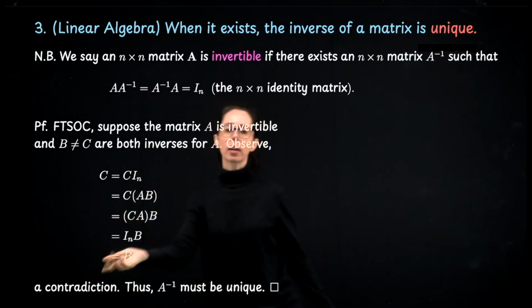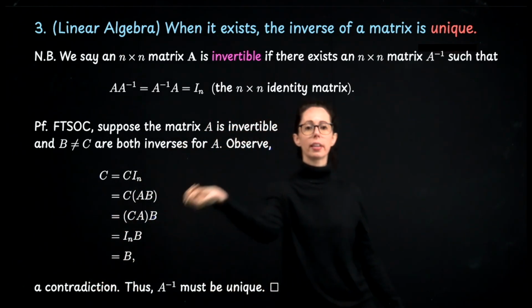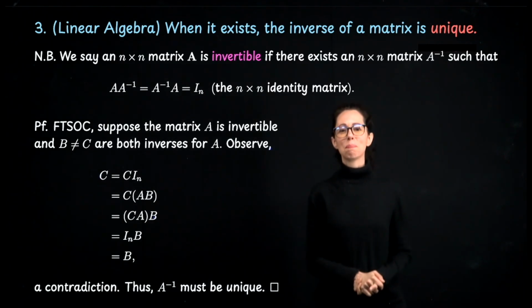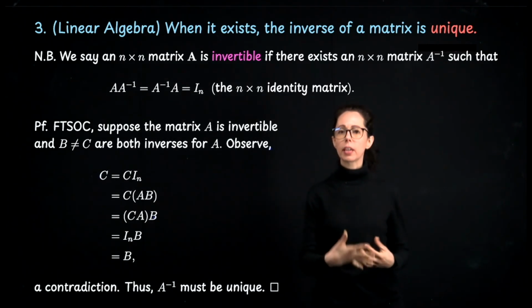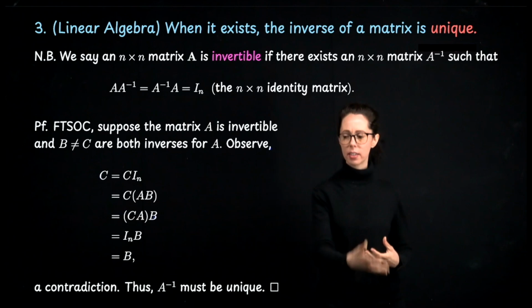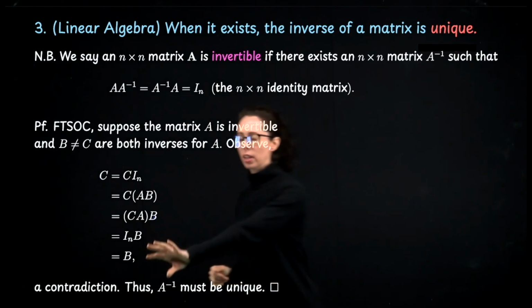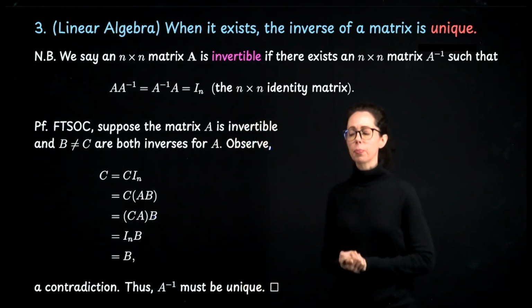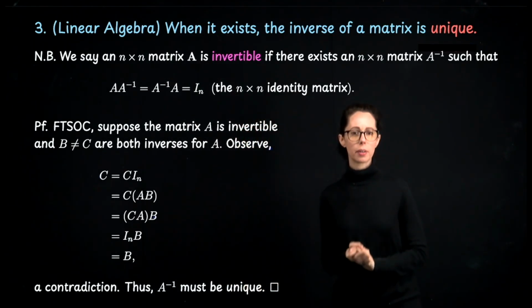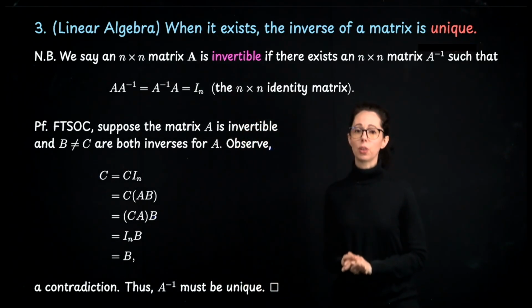And then I put a contradiction at the end, but I could have also just put a period here. Everything should feel like part of a complete train of thought. And as usual, I have tried to highlight what the contradiction is, wrapped up the proof pretty nicely. I think this is a nice short proof that a matrix inverse is unique.